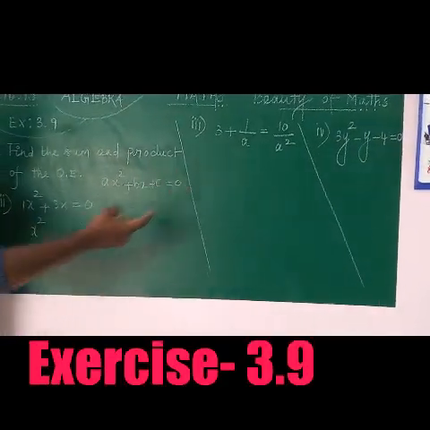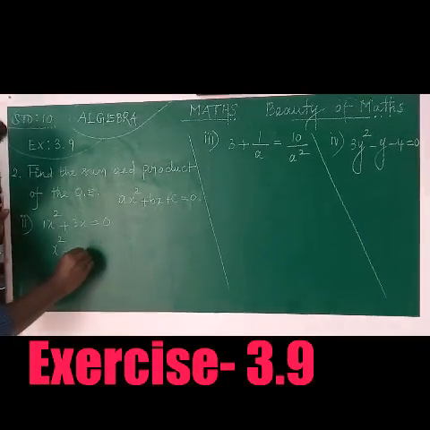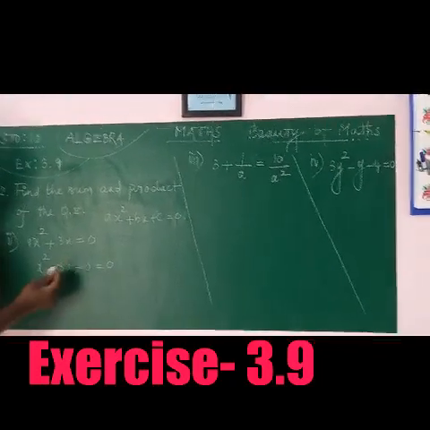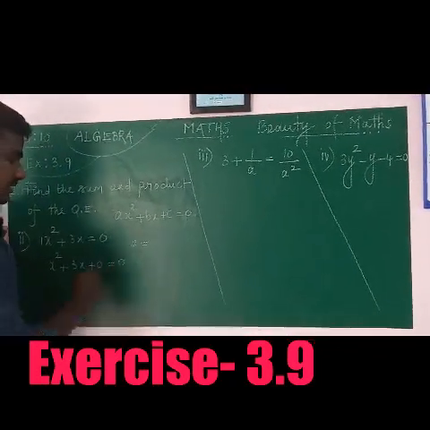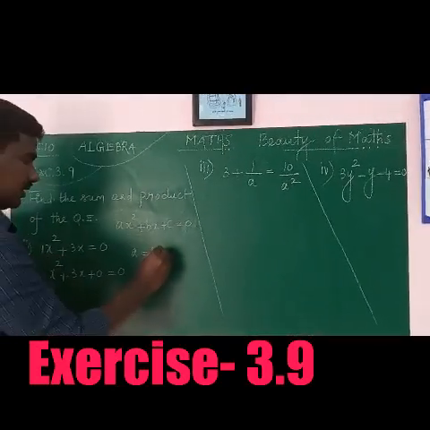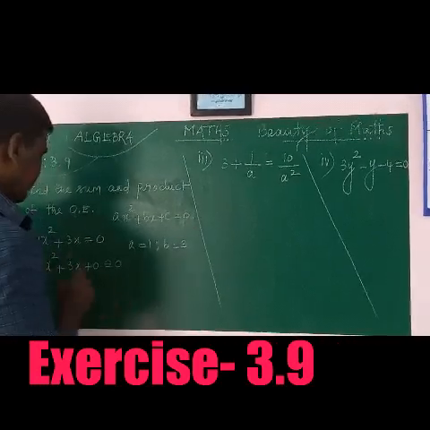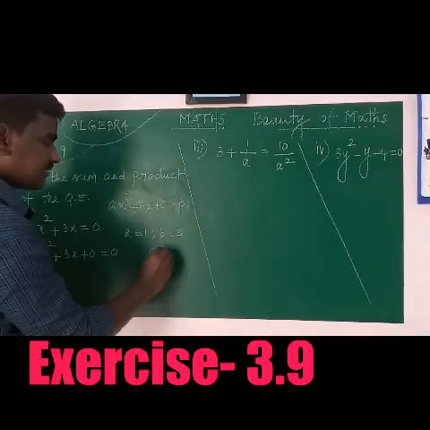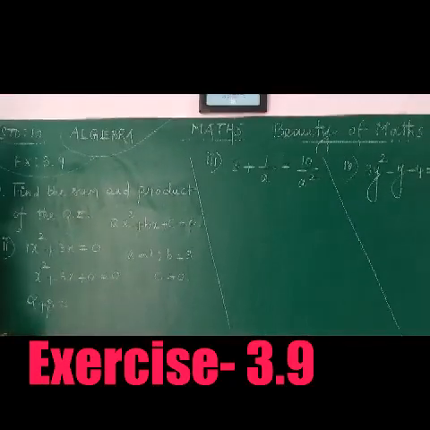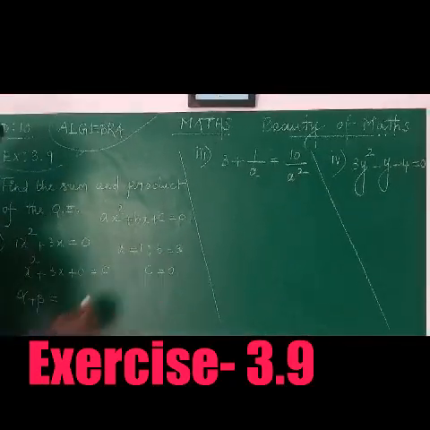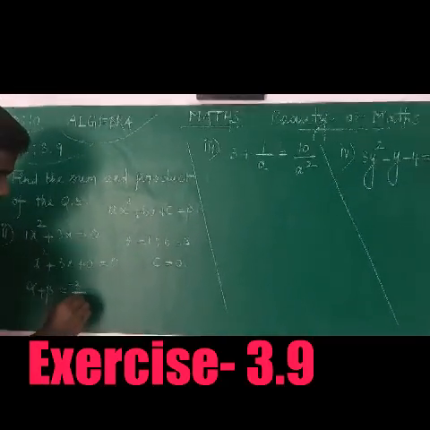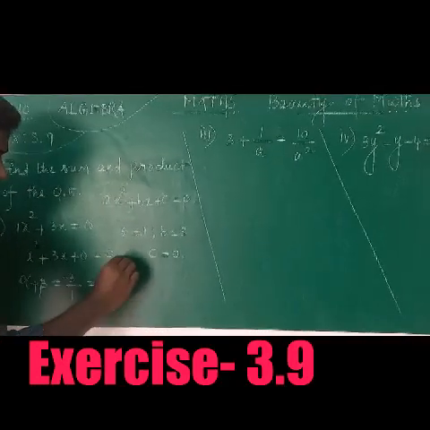This c is missing, so I have written plus 0 equal to 0. Now it is in the standard form, right? So let us represent the values: a is 1, the coefficient of x square, b is equal to 3, the coefficient of x, and c is equal to 0. So the sum of the roots, alpha plus beta, is equal to minus b by a. What is b? 3. Minus b by a is minus 3 by 1, which is equal to minus 3.